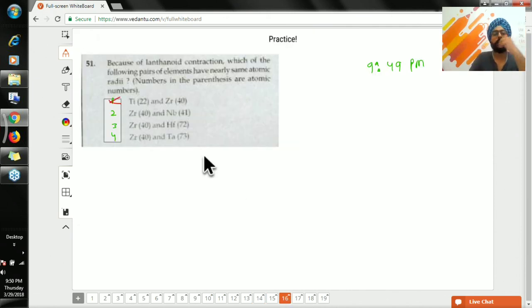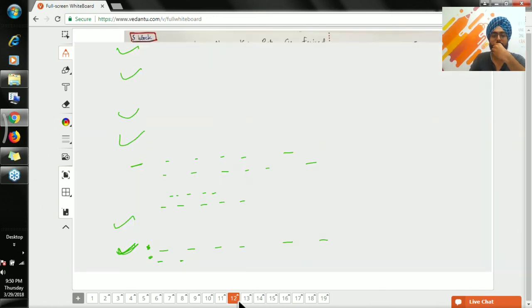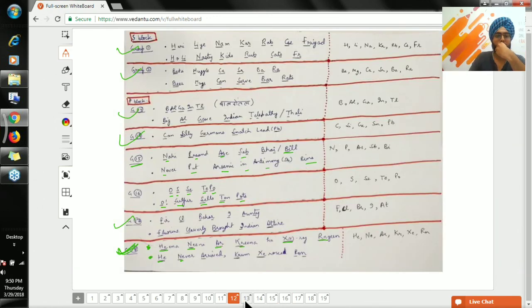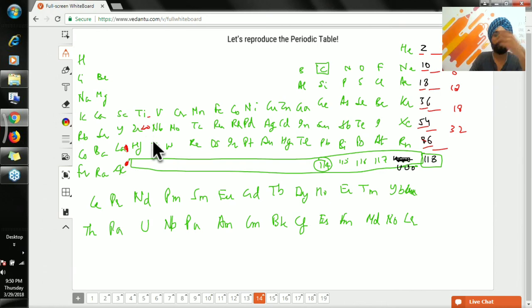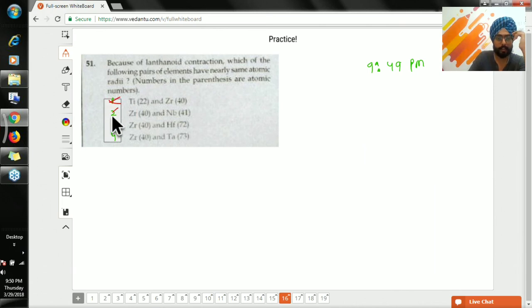This is not an answer. Zirconium and niobium. Okay, this sounds interesting. Let us see. There's zirconium and niobium. There's no F block in between here as well. So again, this particular option is wrong.